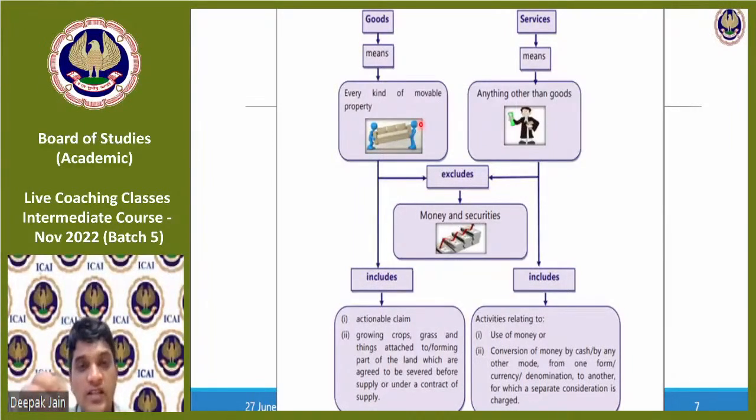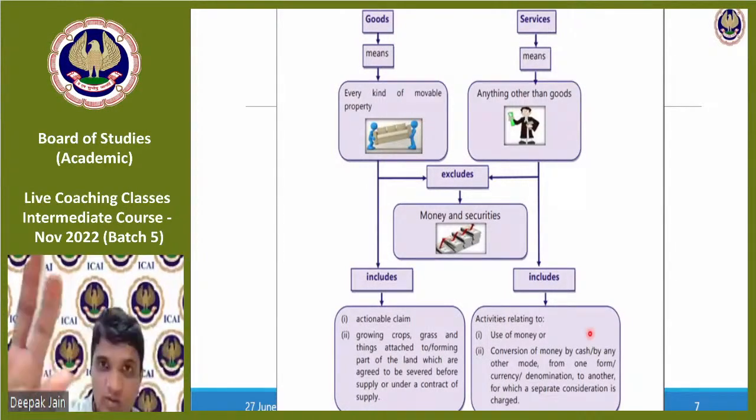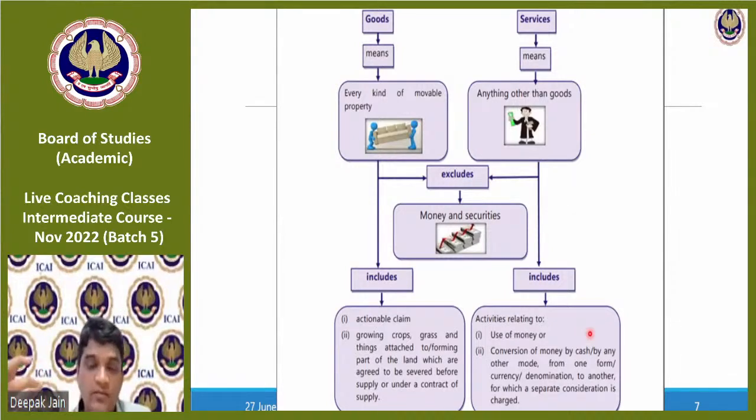So services means anything other than goods, and it excludes money and securities, but it includes specifically a few things. What does it include? Activities relating to use of money. Okay, money is excluded, but activities relating to use of money means what? If I give some money to somebody and I get something in return as interest, so it is for the use of that money. So that is included in the definition of services. Okay, then any activity I do for conversion of money, by cash or by any other mode from one form, currency or denomination to another, for which a separate consideration is charged.